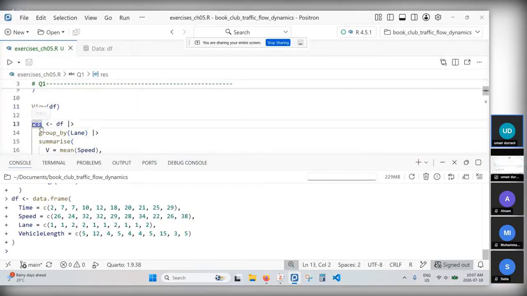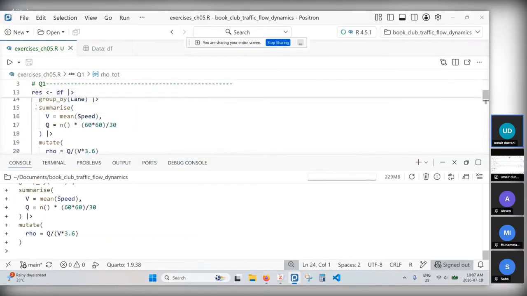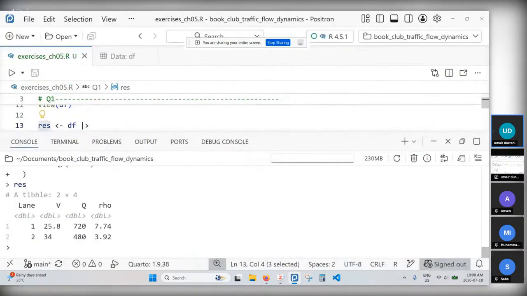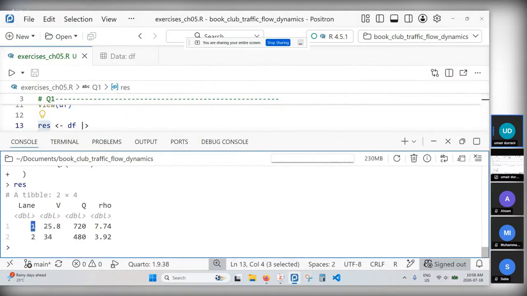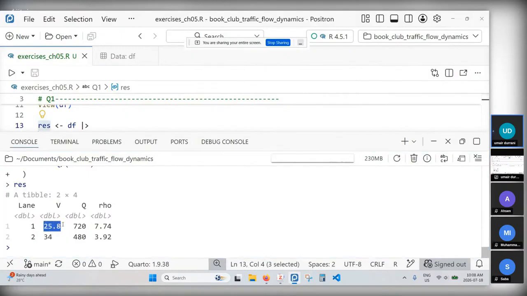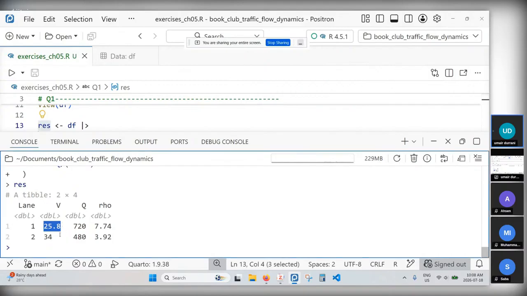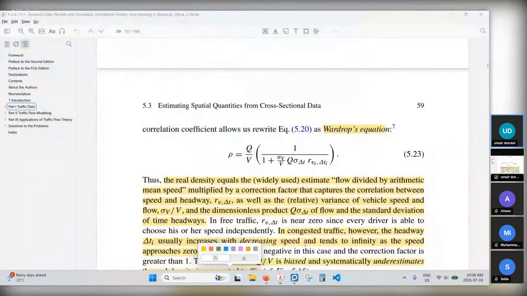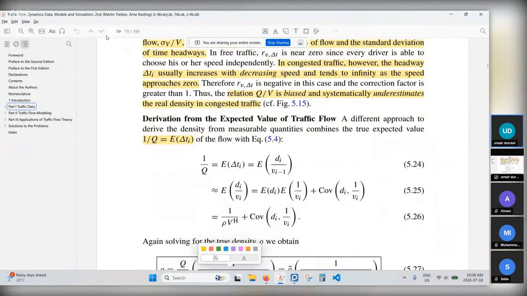And now looking at the result, let me also increase the size here. So here we get for lane one, the speed is 25.8 meters, kilometers per hour. Sorry, no, it is still meters per second. It's in the same units as our problem. So that was on page 75.